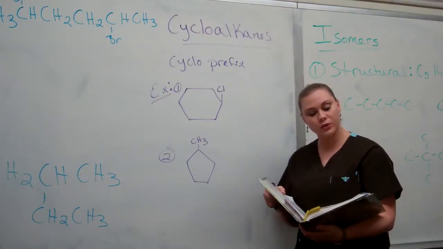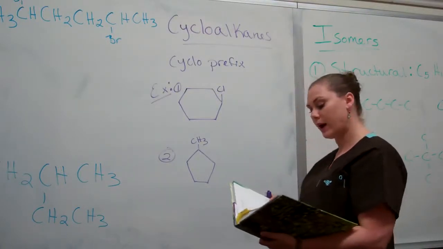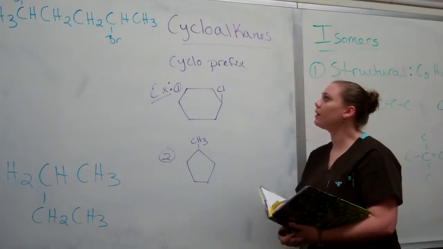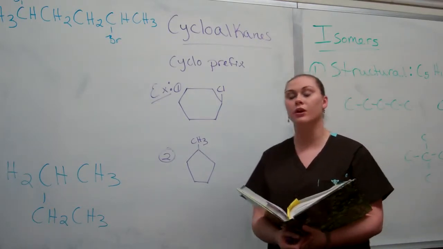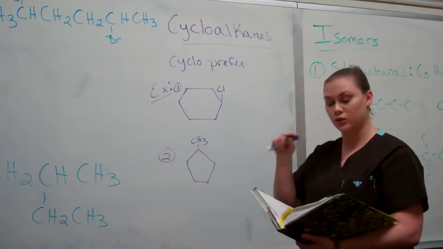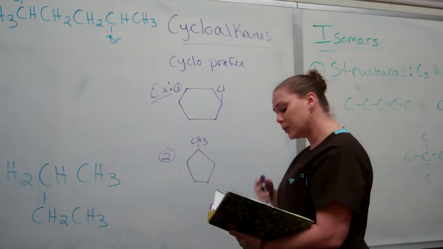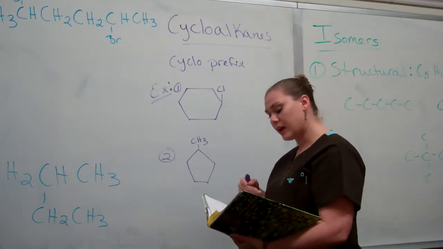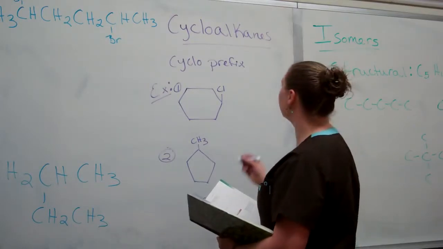Page 330 of your book, section 10.3, cycloalkanes. Now cycloalkanes, they're alkanes, so they're all single bonds, but they're just in a cyclo formation. They're in a ring structure. So when you look at these, they're going to have the general formula of CnH2n.